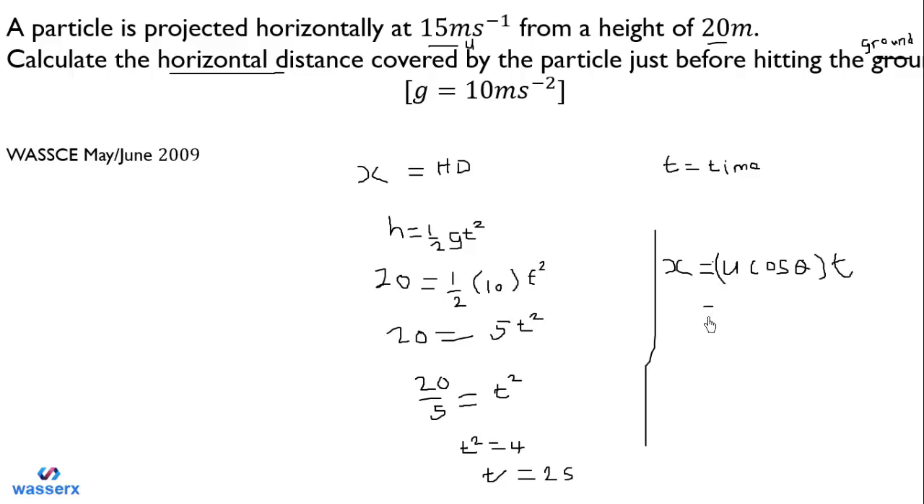So we substitute the initial velocity, which is 20, and because the projection is horizontal, it makes an angle of 0 degrees with the horizontal. So cos 0 times the time, which is 2. So cos 0 is 1. So we are going to get 20 times 2.